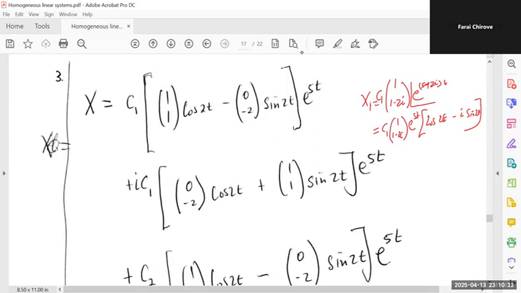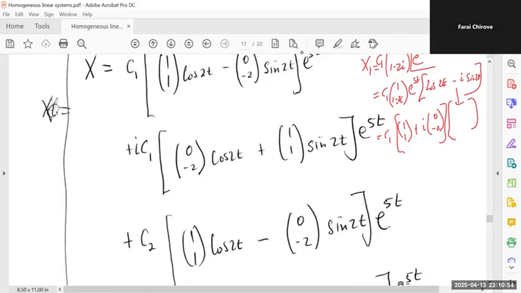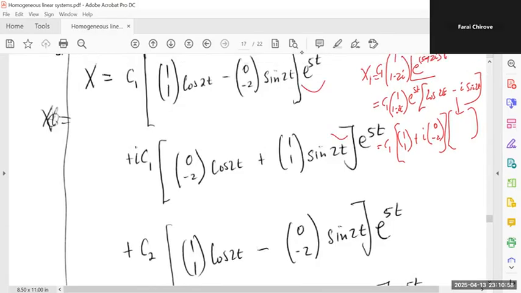So now we expand this guy. This will be C1. Now we expand this guy. It will be 1 plus i, 0 minus 2. And then we multiply by that bracket. And then we expand this on C1. And when we do that, we get this kind of thing here. So that's what we are doing.